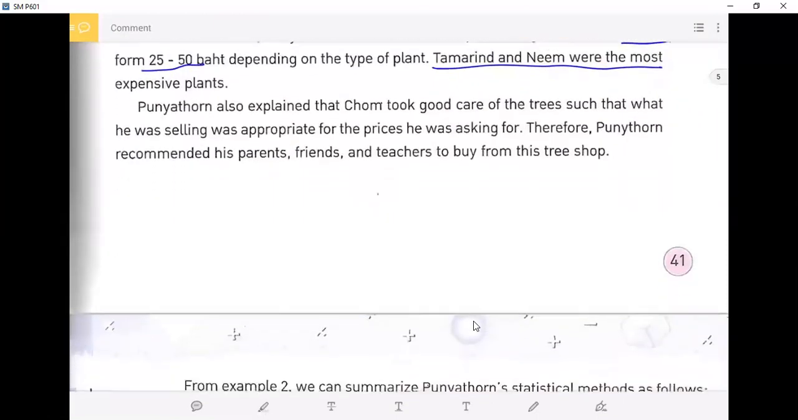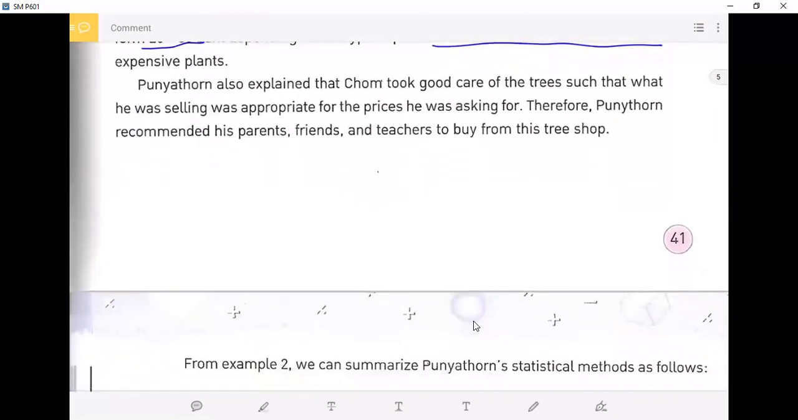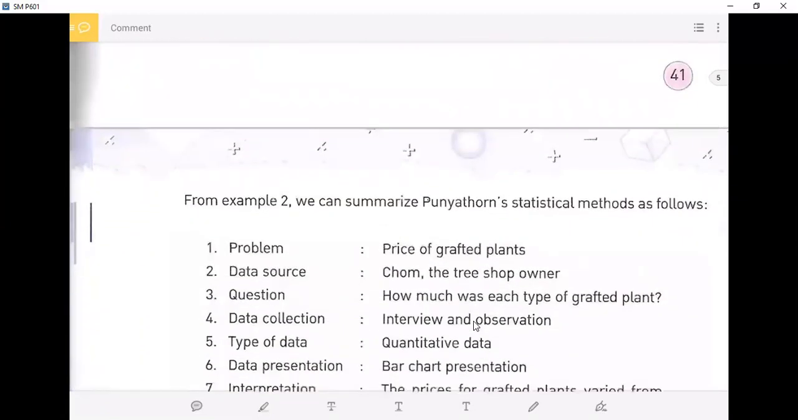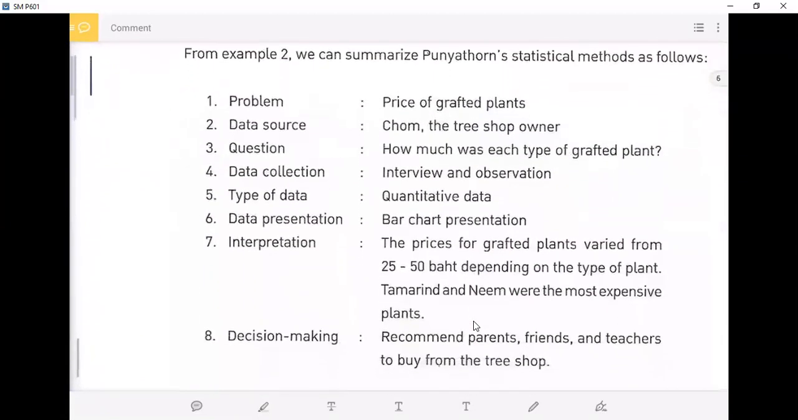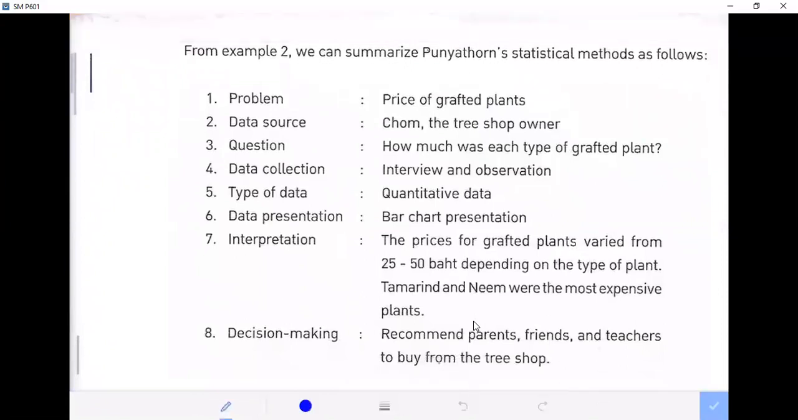So what is it now? John took care of trees, and is selling at appropriate prices. Let's see, what's the problem? What's the problem of this guy, Panyaton? So the problem is the price of grafted trees. He wants to know the prices.